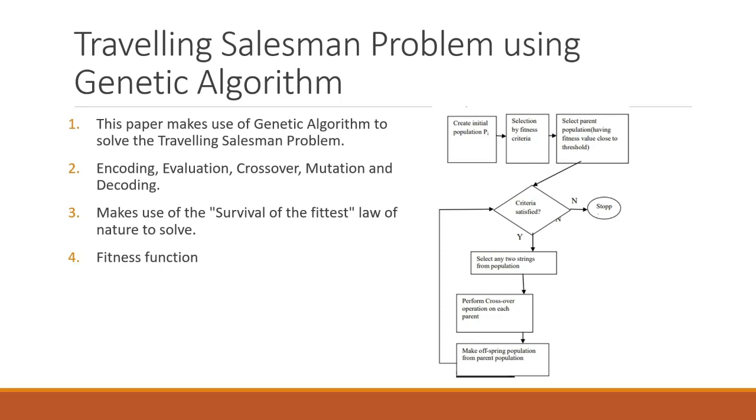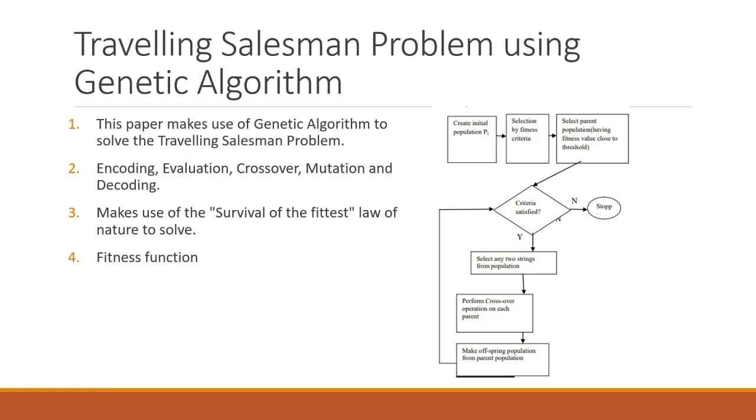If the criteria is satisfied, then we stop. If it's not satisfied, then we select two strings from the population, perform crossover, make offspring, and then the mutation is not mentioned here, but there should be one mutation branch over here as well, which will again add one more offspring and add to the population.